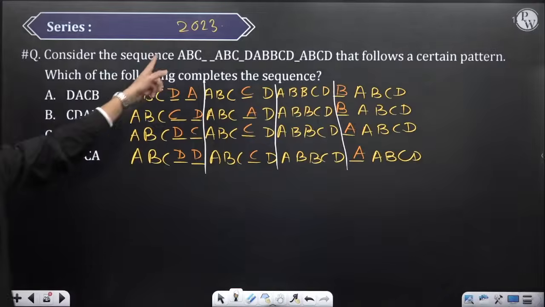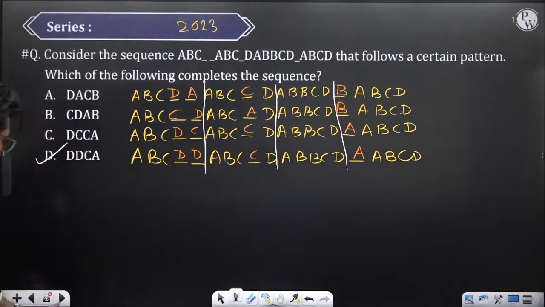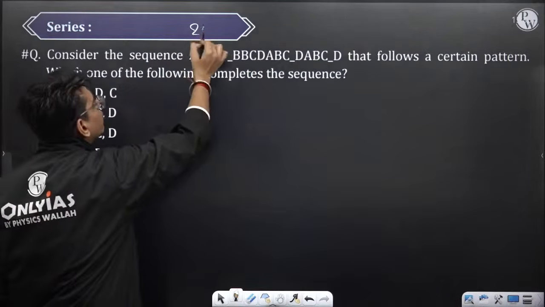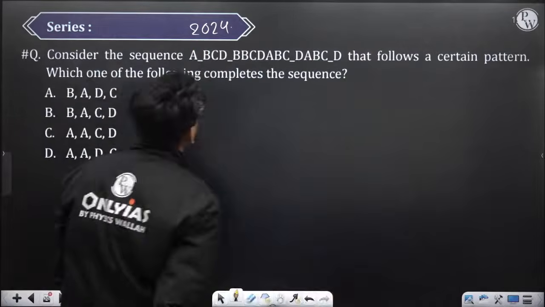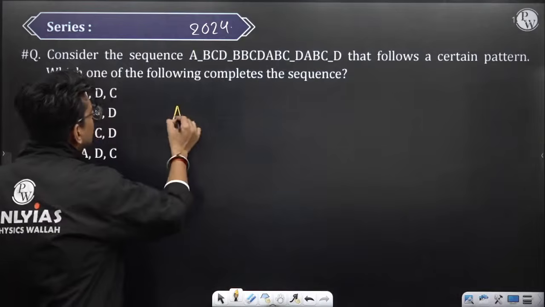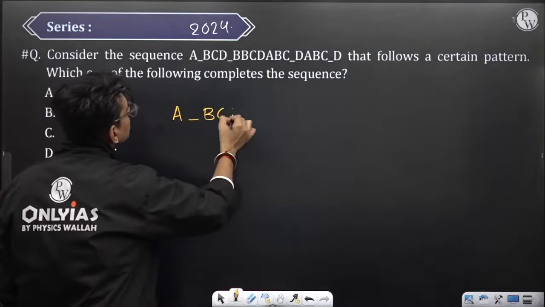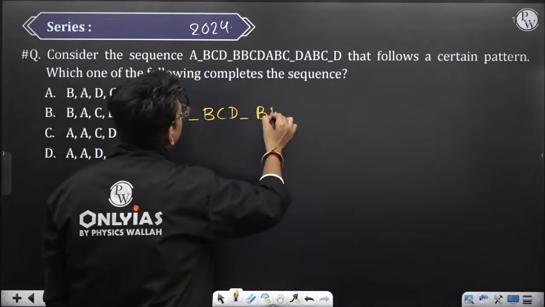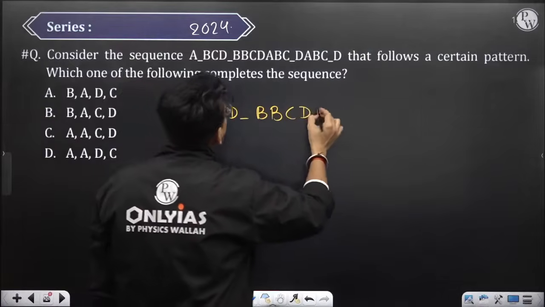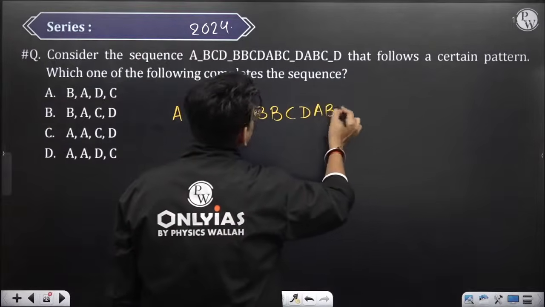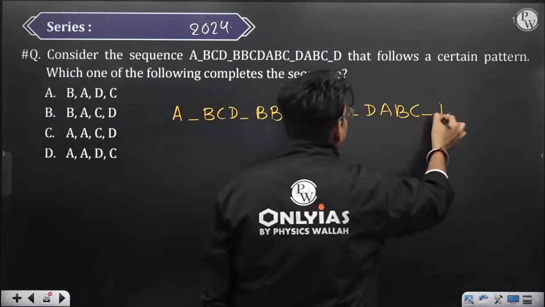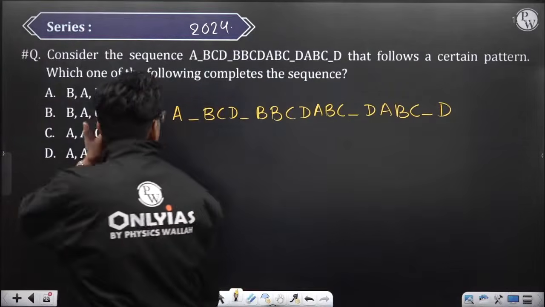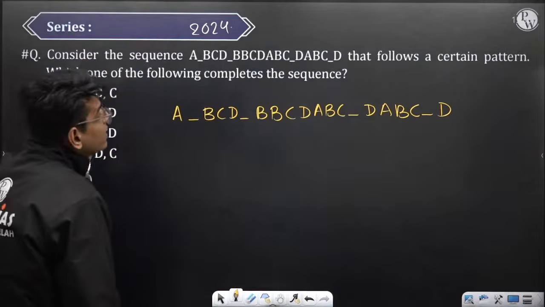Similarly, this is a question from 2023. You got a similar question in 2024 also. This is a question from 2024. I will solve it by the initial method. This is A, B, C, D, B, B, C, D, A, B, C dash D, A, B, C dash D. How many? 1, 2, 3, 4, 5, 6, 7, 8, 9, 10, 11, 12, 13.